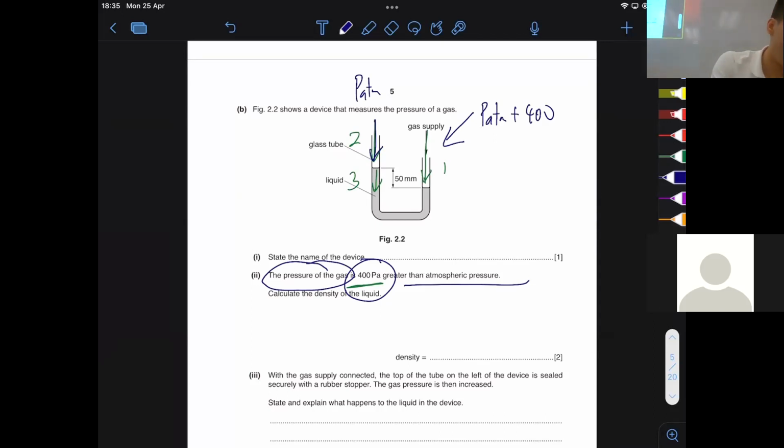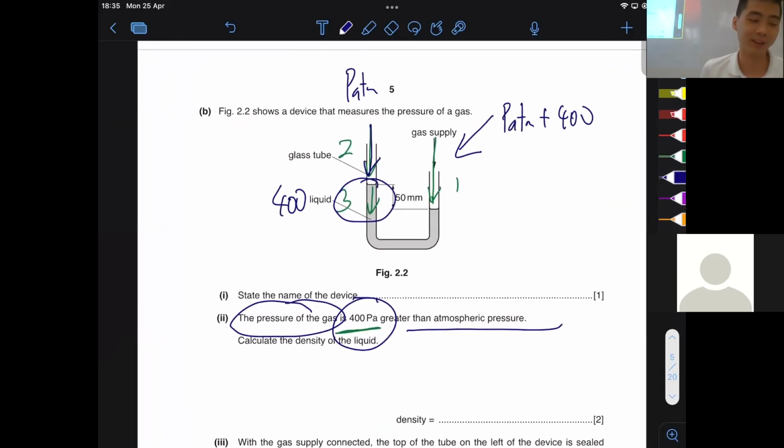There. It's here, the 400 is because of this. Makes sense or not? This 2 is atmospheric pressure, right? 3 is 400. That's why the one on the right is atmospheric pressure plus 400, which gives you the name 400 pascals greater than the atmospheric pressure. You guys understand what I'm talking about? Seriously.